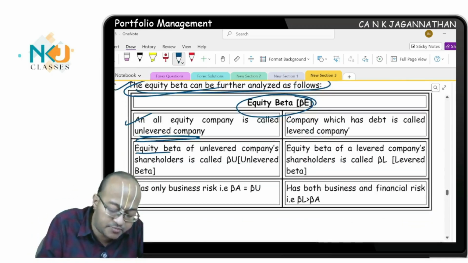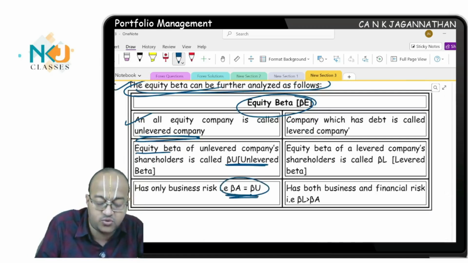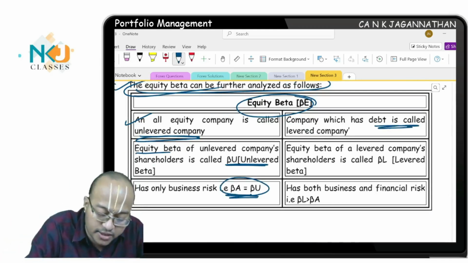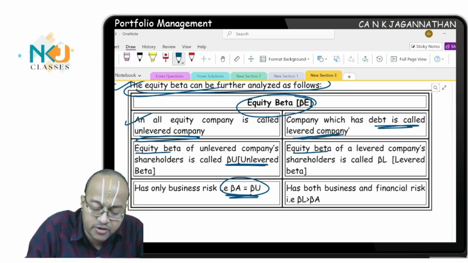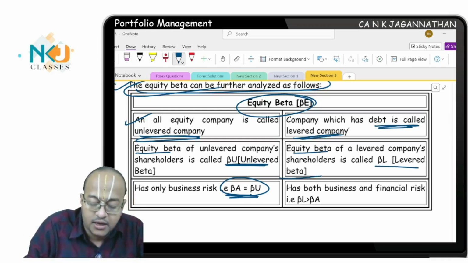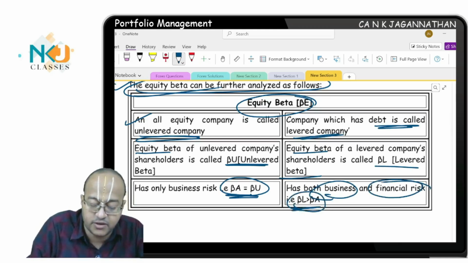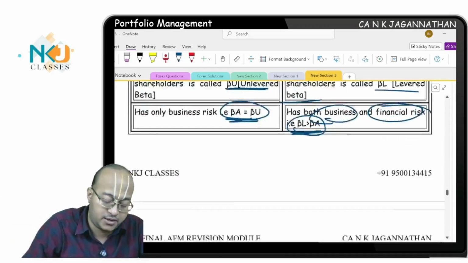Equity beta of an unlevered company is called beta unlevered and has only business risk, which means asset beta will be equal to unlevered beta. A company which has debt is called a levered company. Equity beta of a levered company is called levered beta and has both business risk as well as financial risk. Hence, the beta levered will be more than asset beta, beta A.